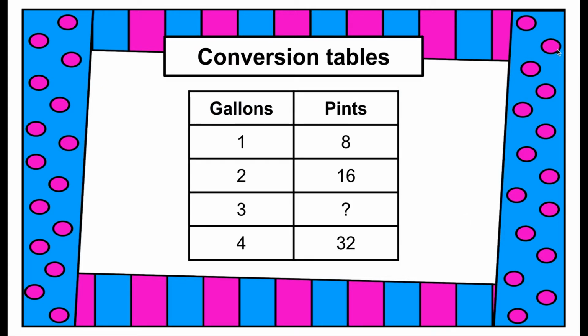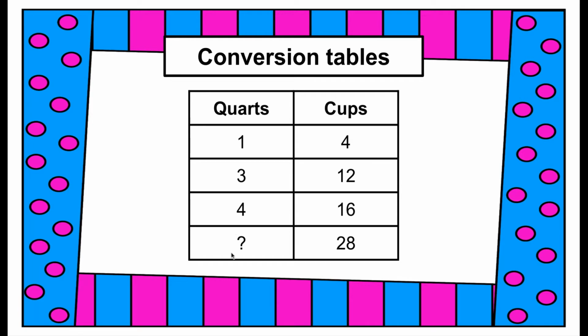Sometimes your questions will look something like this, and you have to figure out the missing question marks. So let's take a look. 1 gallon is 8 pints. If I wasn't sure about that, I could go back to that picture I drew of the gallon house and count up how many pints were in the gallon. So 1 gallon has 8 pints. That means 2 groups of 8 would be 16. How many pints would there be in 3 gallons? I would have 3 groups of 8. I'm going to multiply 3 times 8 to get an answer of 24.